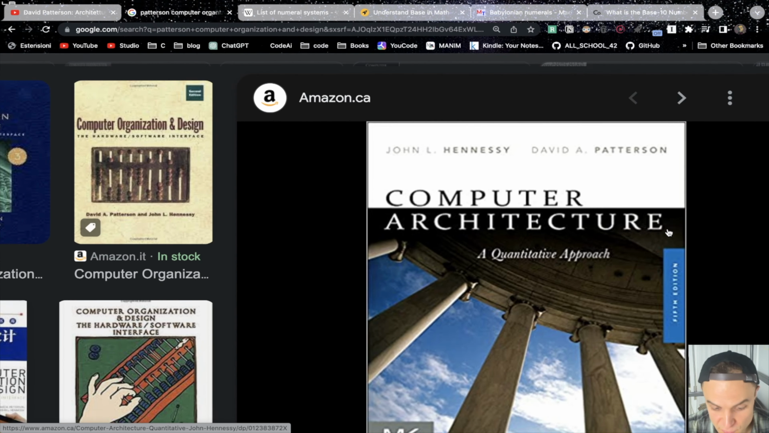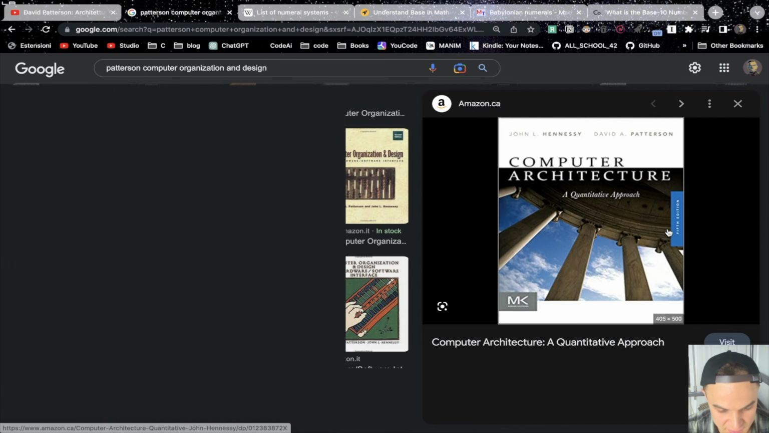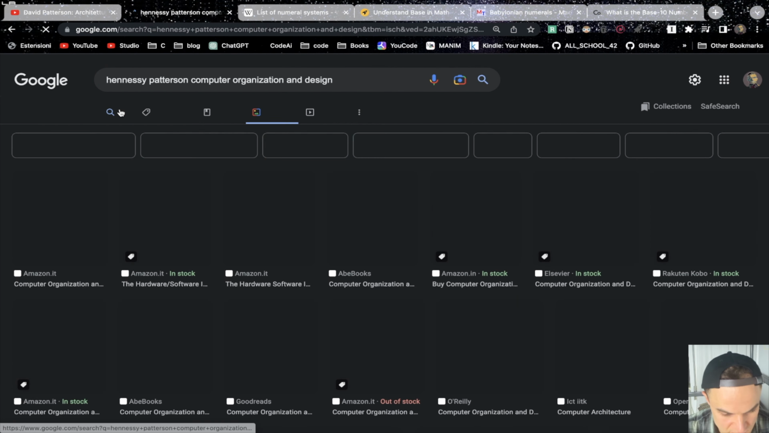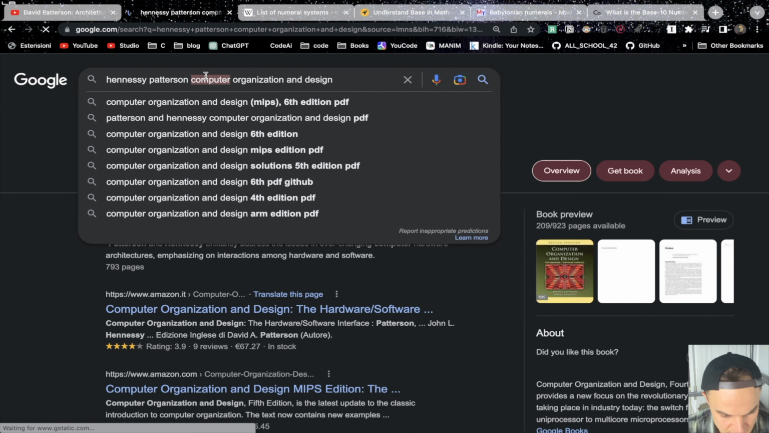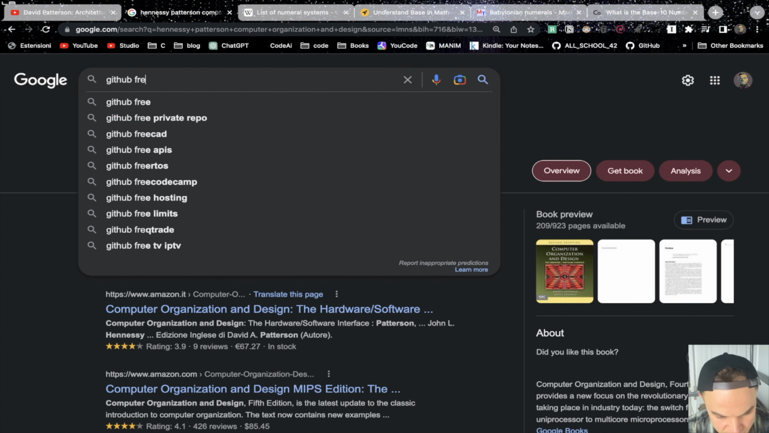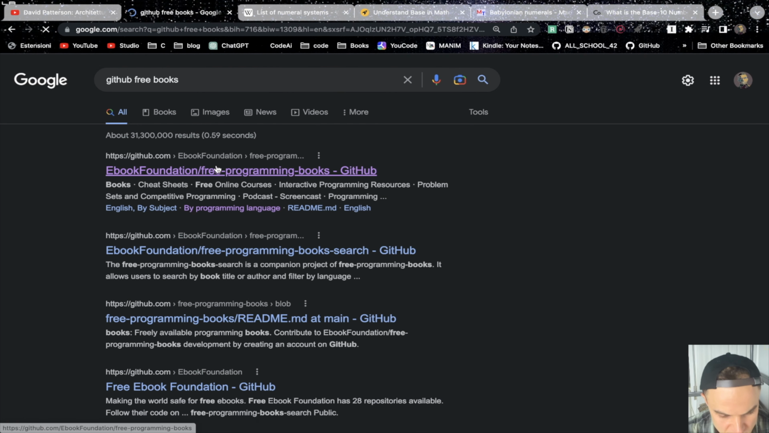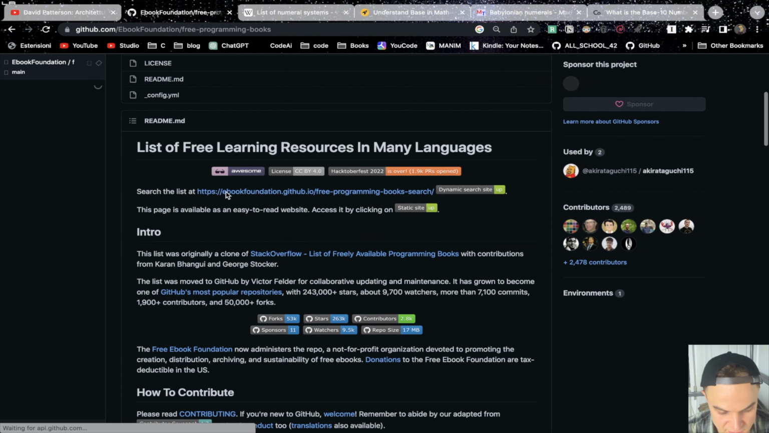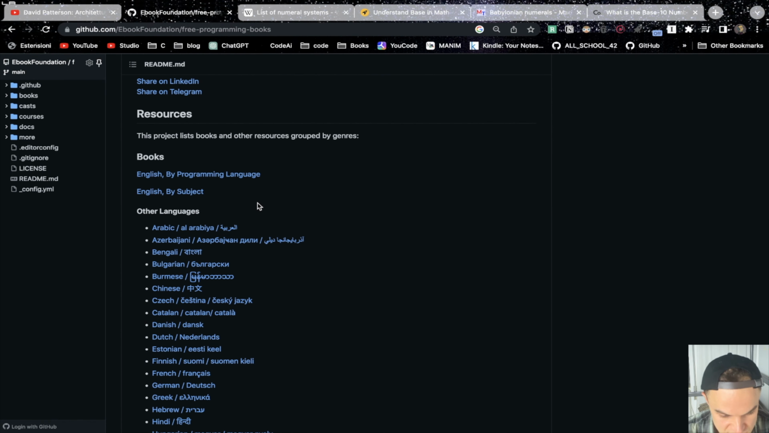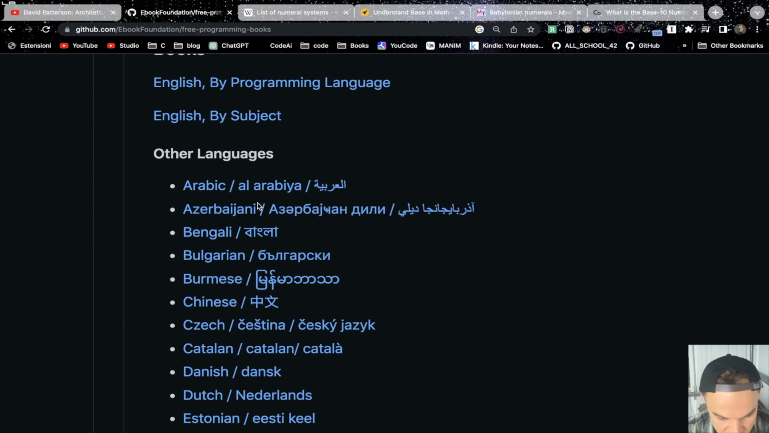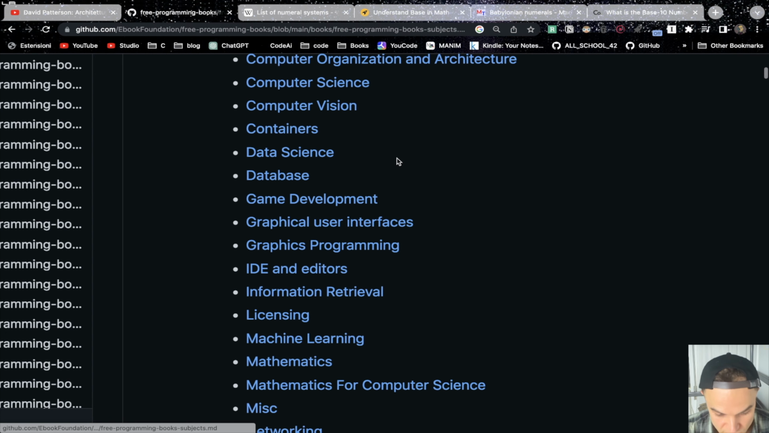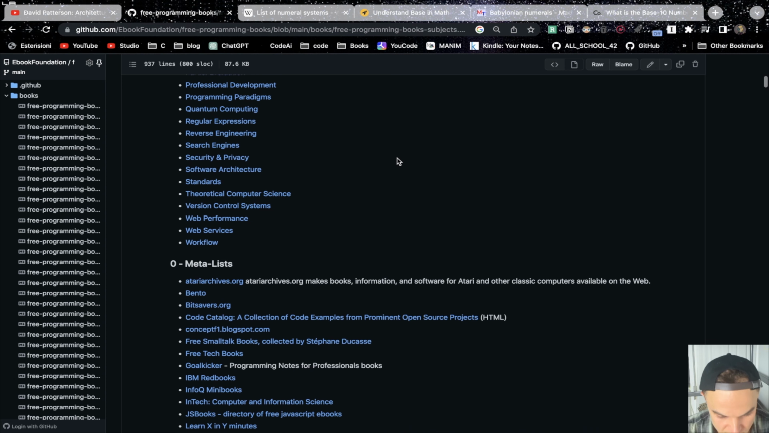Of course, I repeat to you, read this book. It's really amazing. And another suggestion that I want to give to you is this one. There is a marvelous page on GitHub, which is GitHub free books. Here you can find all the books related to computer science for free, and in all the languages. As you can see, you have English, but all the languages. We can say English by subject, and boom, here it comes. You have all the jazz here.